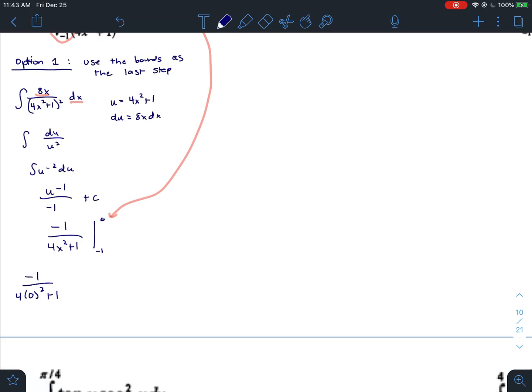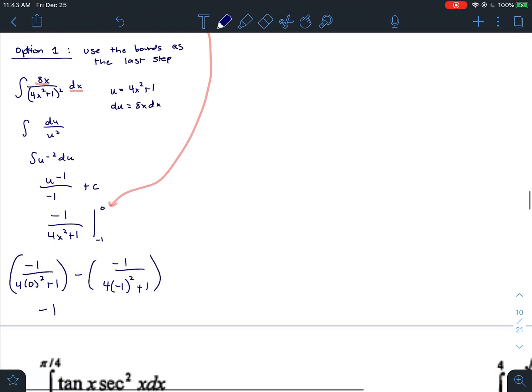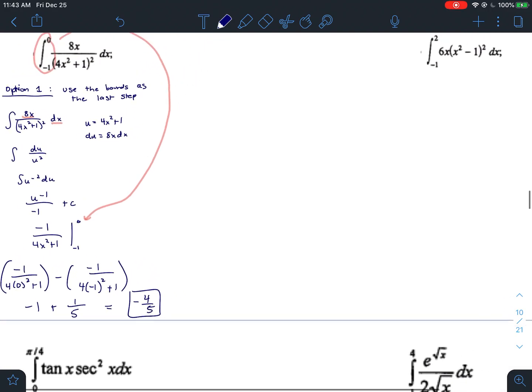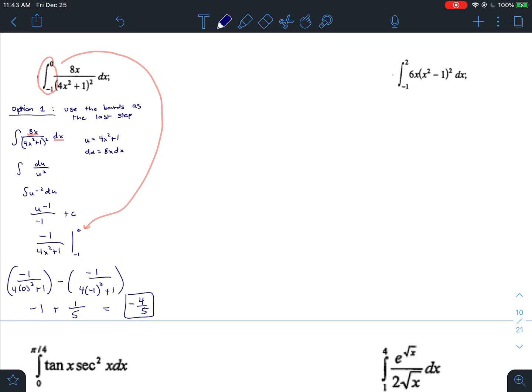So this will be negative 1 over 4 times 0 squared plus 1, then minus negative 1 over 4 times negative 1 squared plus 1. And so we get negative 1 plus 1 over 5. So we get negative 1 plus 1/5, which would be negative 4/5. So that's option 1. If you want to just do it like we normally are doing it, option 1 is you just kind of forget about the bounds until the last step.